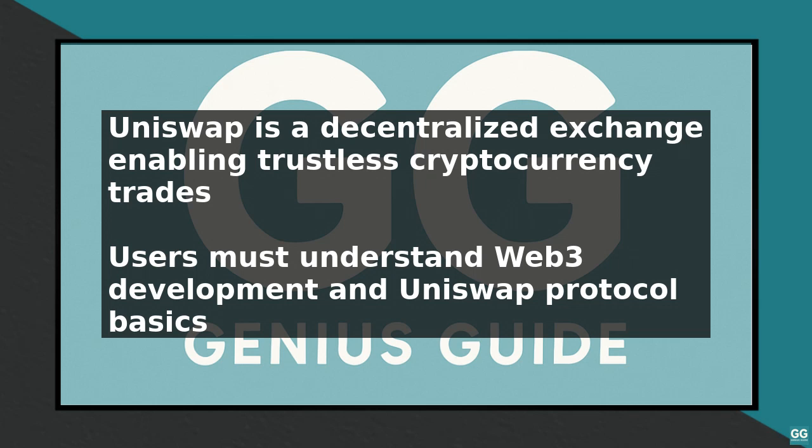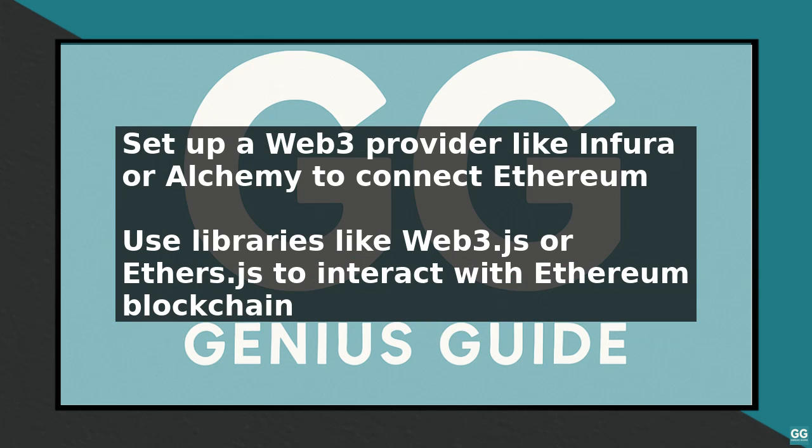First, you need to set up a Web3 provider such as Infura or Alchemy to connect to the Ethereum blockchain. This will allow you to access the Uniswap smart contracts and listen to events emitted by them. You can use libraries like Web3.js or Ethers.js to interact with the Ethereum blockchain.